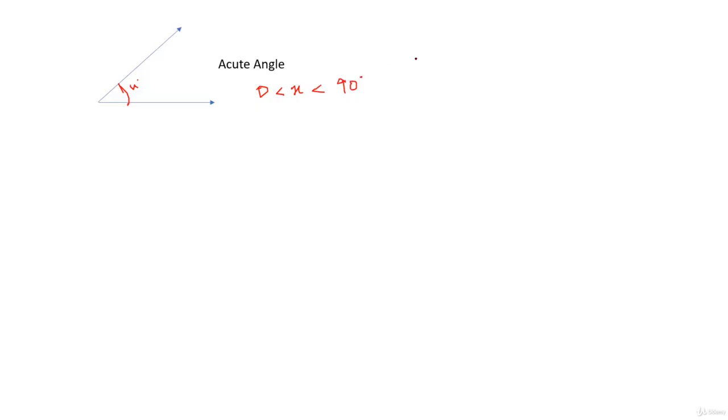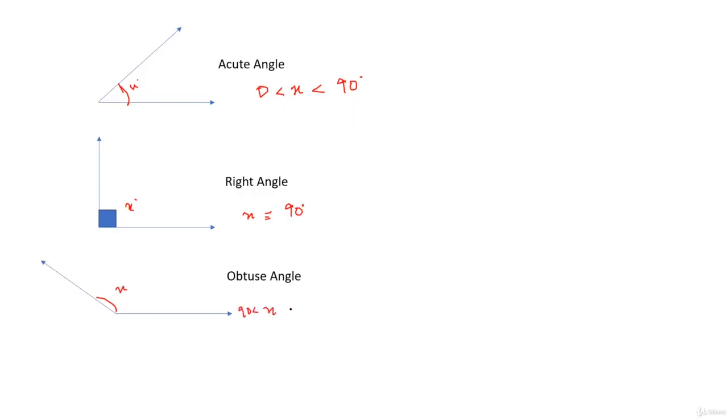So we go on to the second kind of angle, which is called a right angle. Right angle means its measure, let's say x degrees, x will simply be equal to 90 degrees. Now if the angle becomes greater than 90, let's say this x, this is called an obtuse angle. An obtuse angle is when it is greater than 90 and less than 180 degrees. You would already know these.